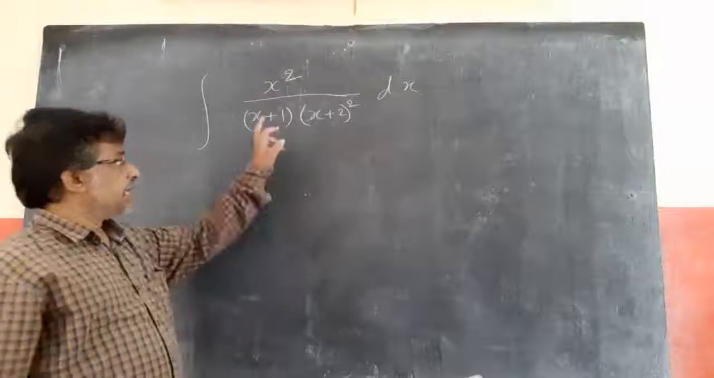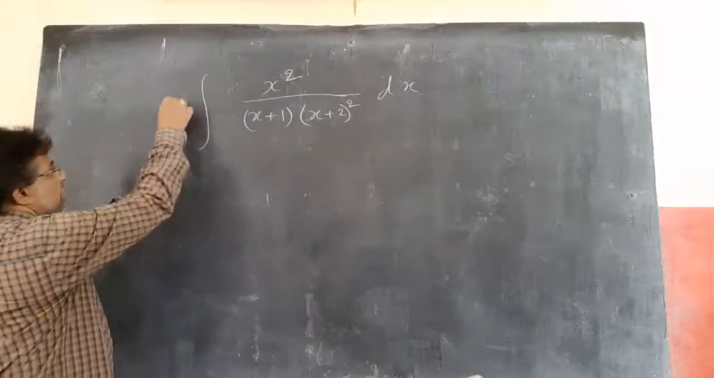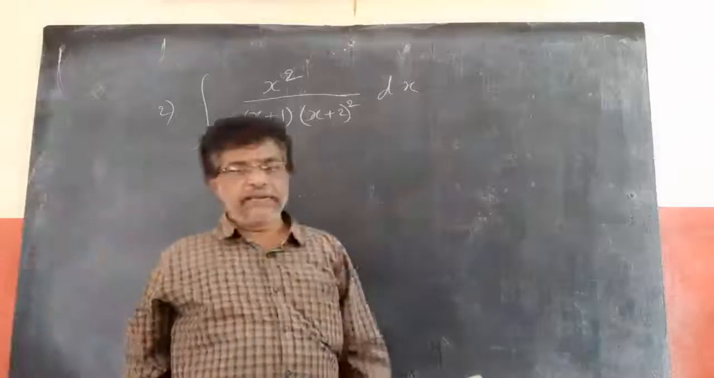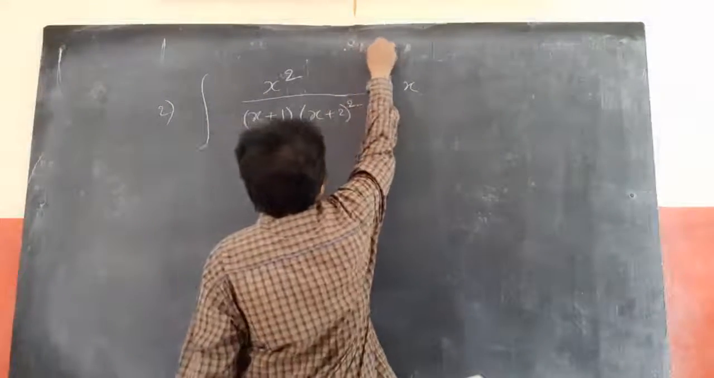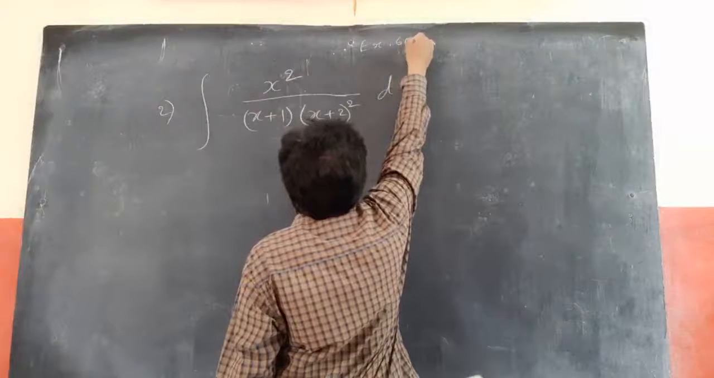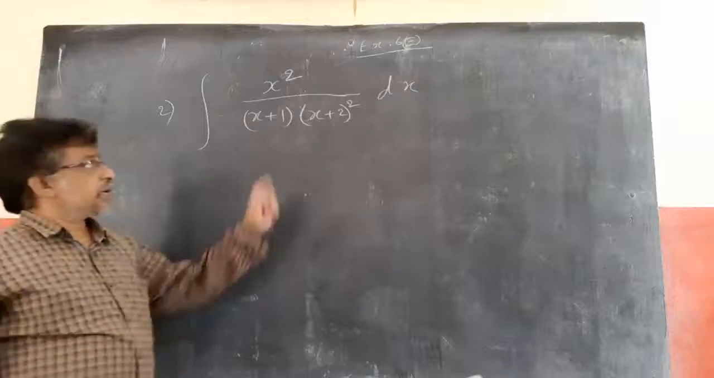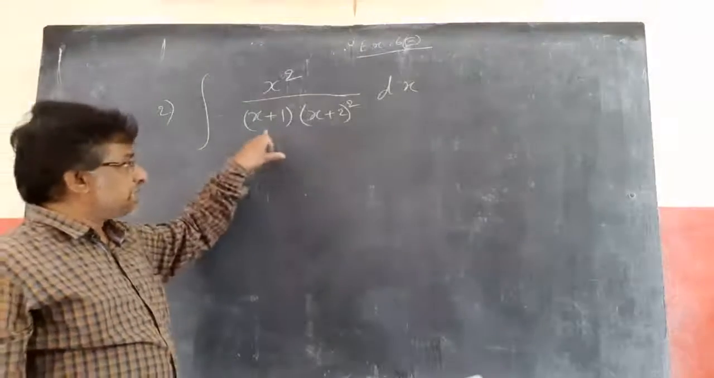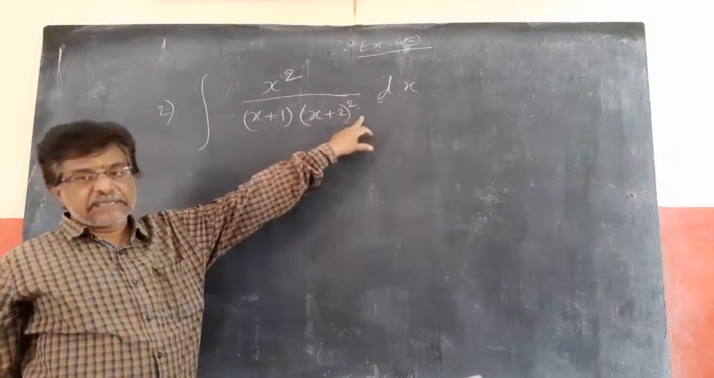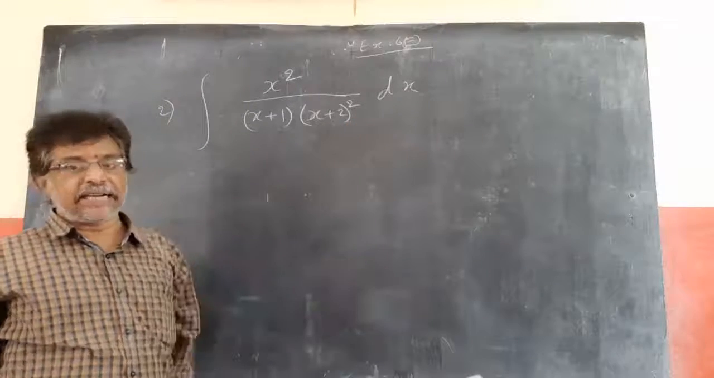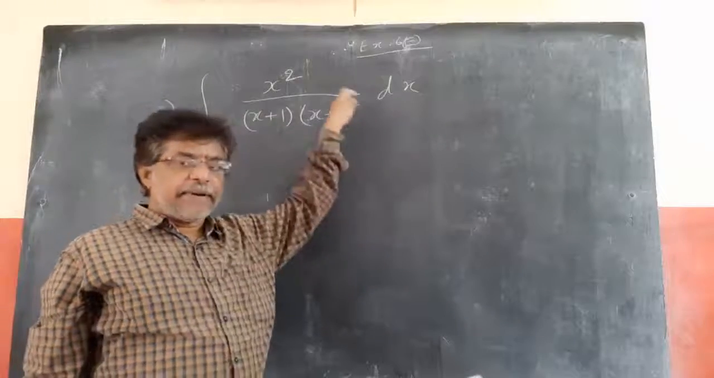Integral of x square by (x plus 1)(x plus 2) whole square dx. This is Exercise 6e. Now, the same, you can go for partial fractions. If you observe, this is a linear fraction, but this is a linear with repetition, meaning repeated linear factor. So you should write A by this, B by this, plus C by this whole square.